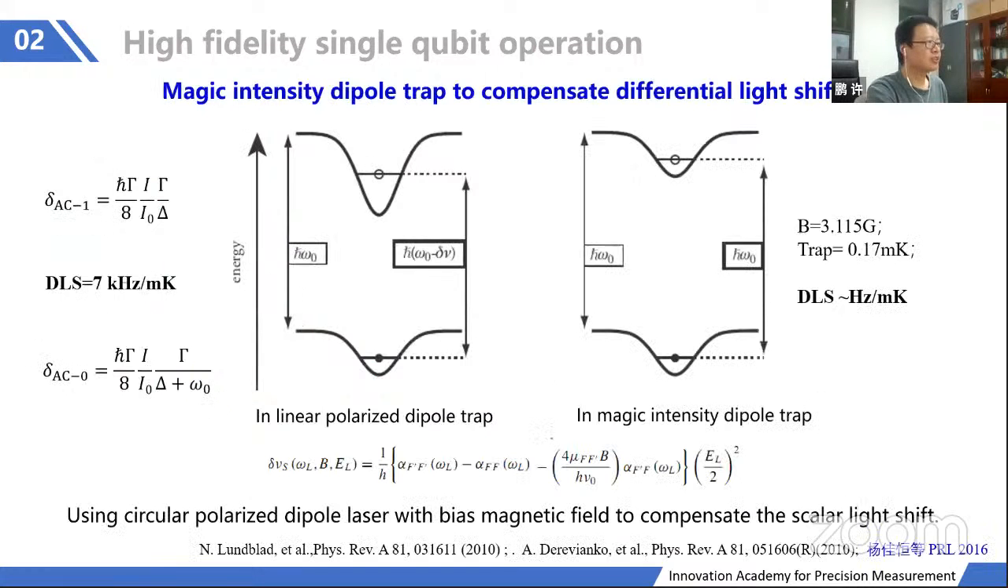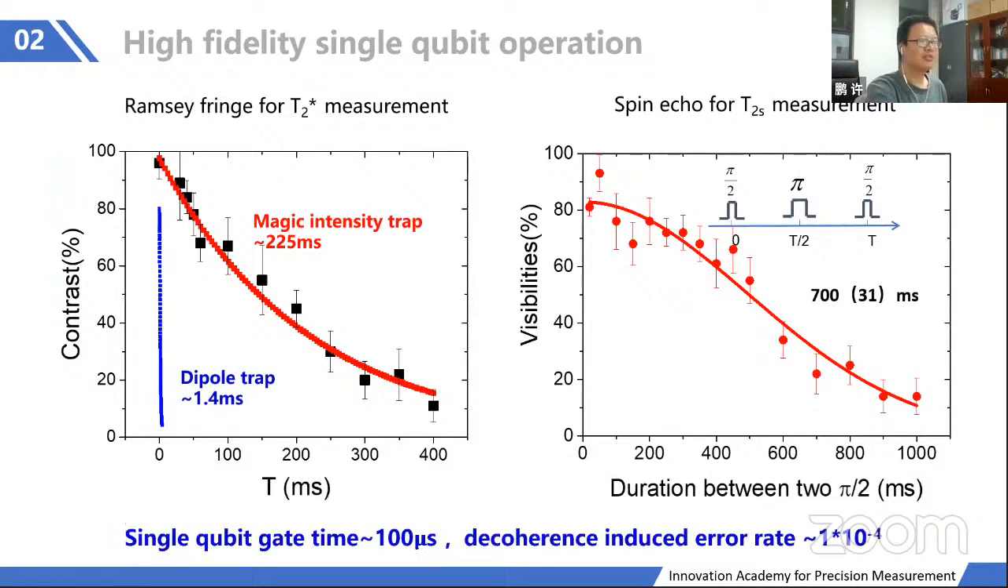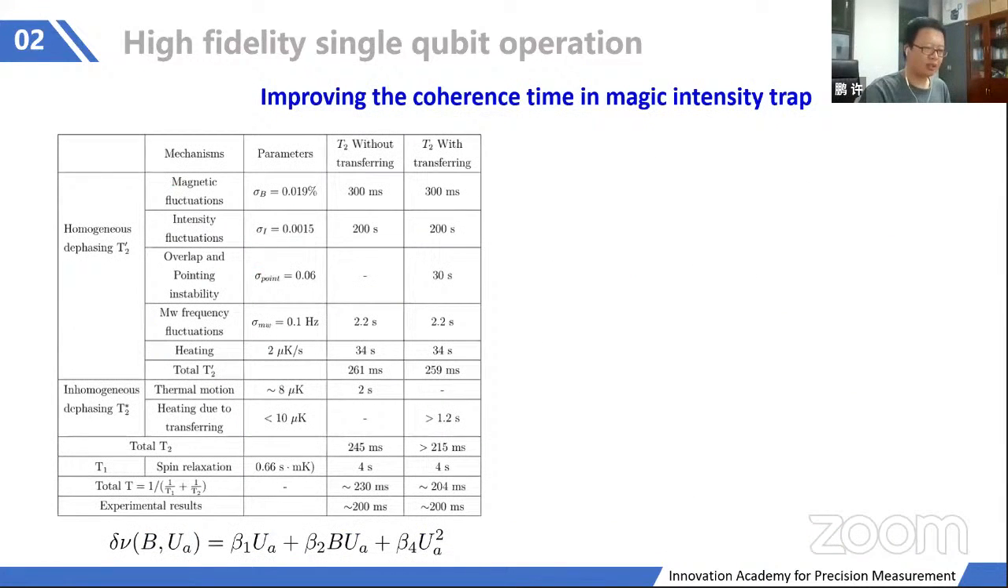Maybe I didn't show the page here. You can see the magic intensity trap is not a flat line. It still shows some curve. For the first order the curve is 0, but if you look at it in a larger range, to the second order, it will still show some fluctuations. And it's still less than the homogeneous dephasing time, right? Yes, because it is a second order dephasing mechanism.